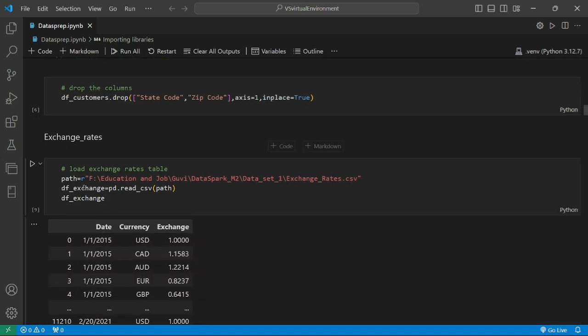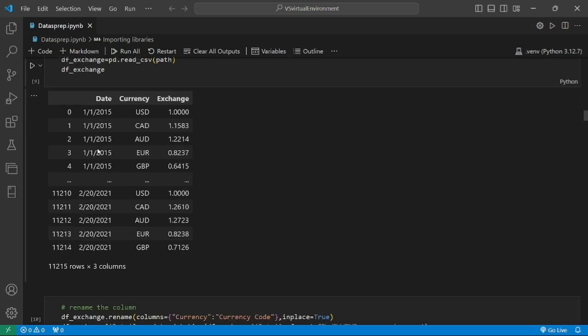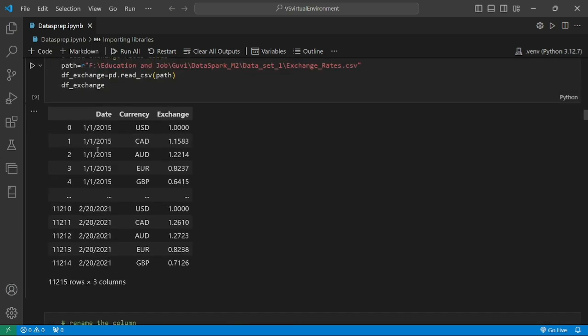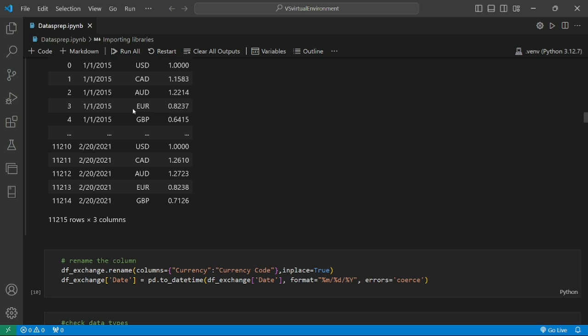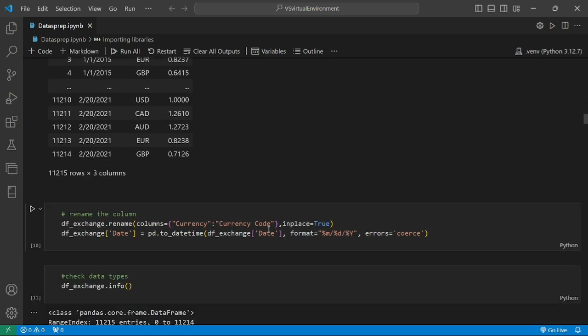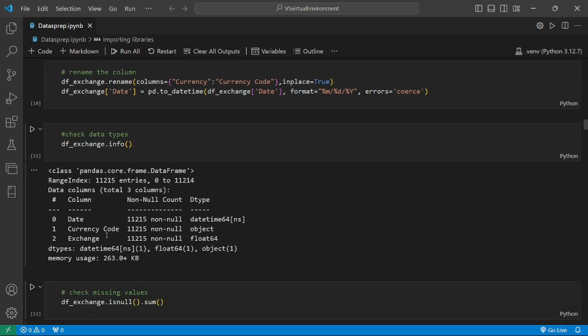The same process continues in exchange rates also. First load the CSV file, and in this we are going to change the name. It's not a currency, it's a currency code. Currency means dollar, $1, $2, $3. That's a currency, and this is a currency code. So we are going to change the name into currency code. And we are going to change the date type also here, and we are checking the info to see if there are any null values or not. There are no null values, so it's okay.